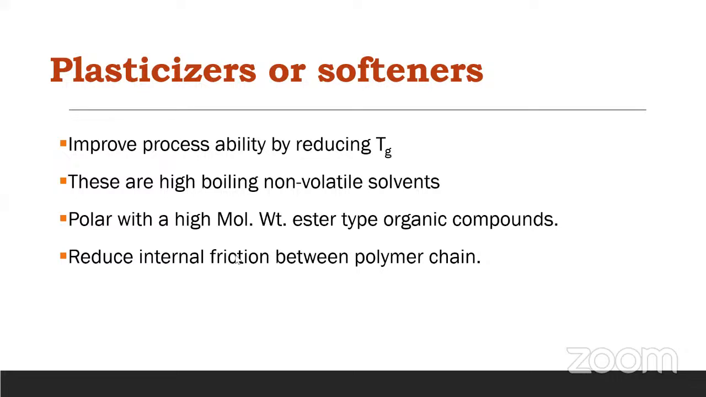Just to give you an example, elastomers, or rubbers. Rubbers have a very low Tg, like minus 100 degrees Celsius. So above minus 100 degrees Celsius, it is flexible. That is why at room temperature, rubber molecules are very much flexible. Got it?